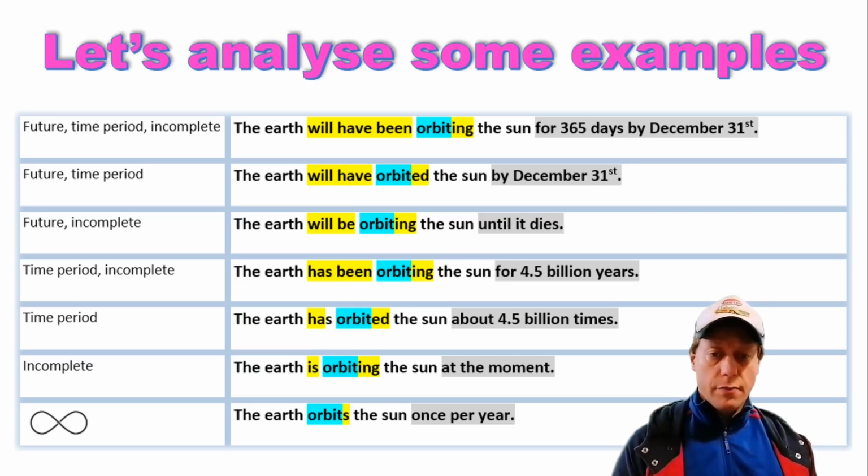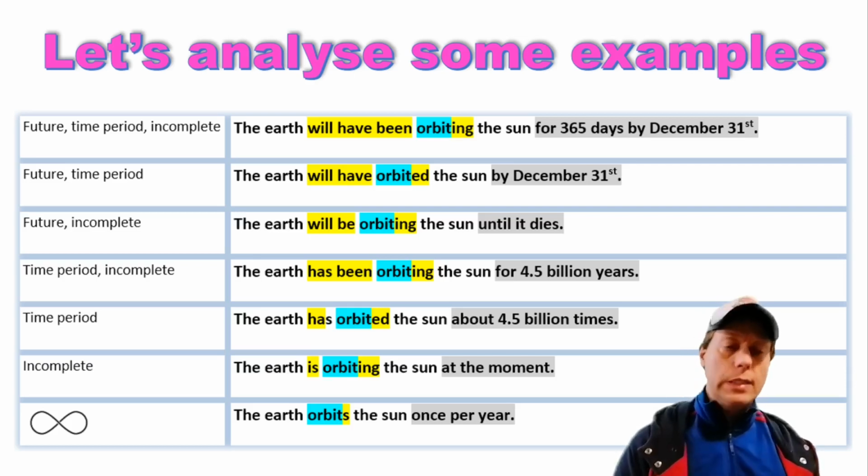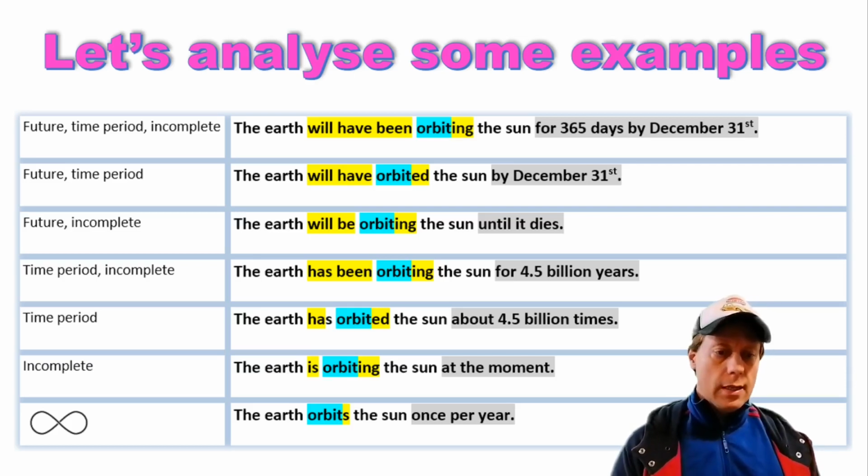So the function of this particular sentence is to quantify how many times the Earth has orbited the Sun. About 4.5 billion times. And the last example of an auxiliary conjugate is with incomplete transmissions or incomplete energy. The Earth is orbiting the Sun at the moment. So the function here is to determine what the Earth is doing in this moment.